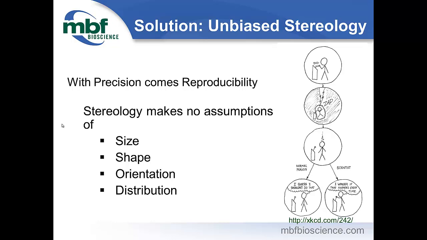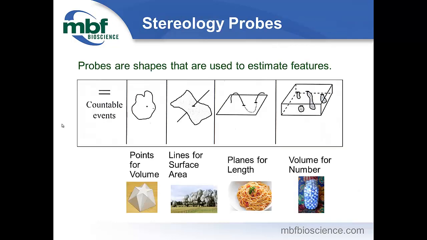Okay, so what do we mean by probes? A stereology probe is a geometrical shape and a set of rules that guide you in using that shape. You'll throw the probe down in the tissue, and what we want to do is count events. We want to count the interaction of the probe with the feature that we're trying to quantify.